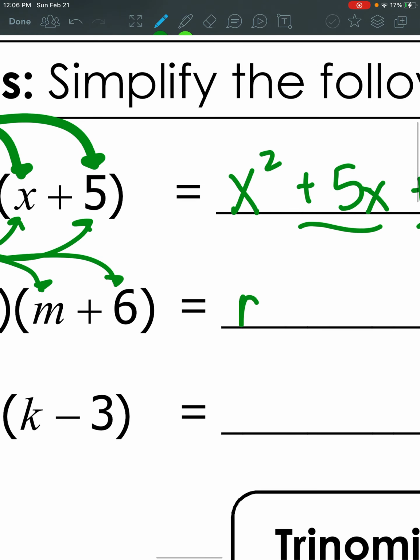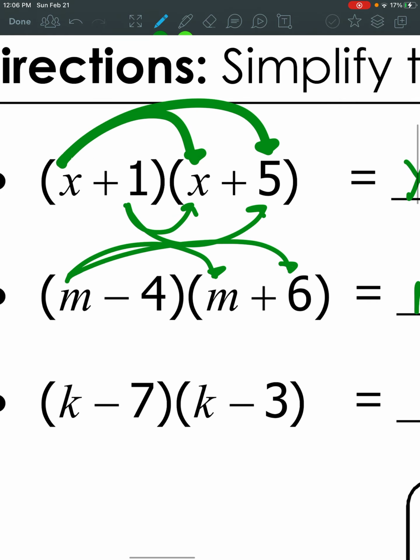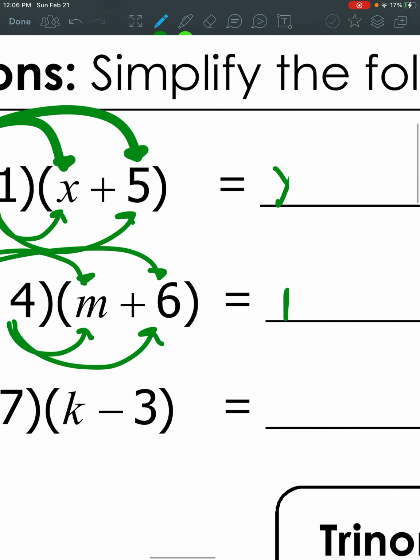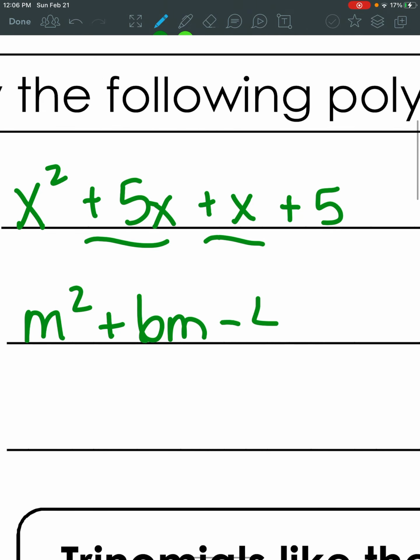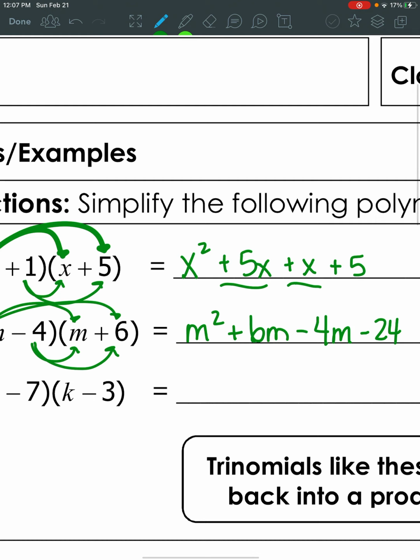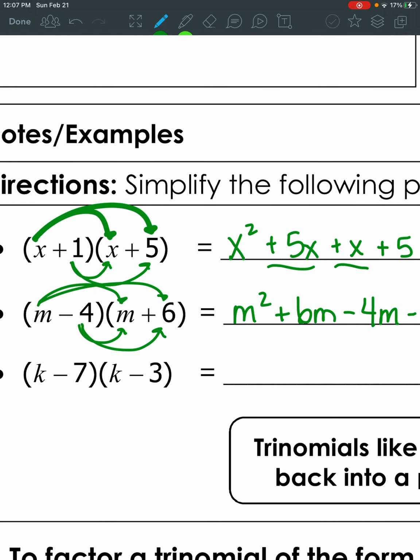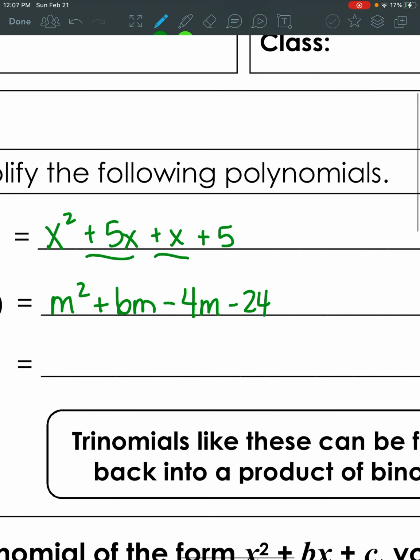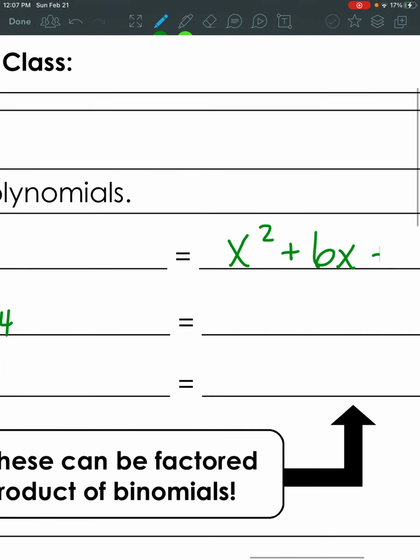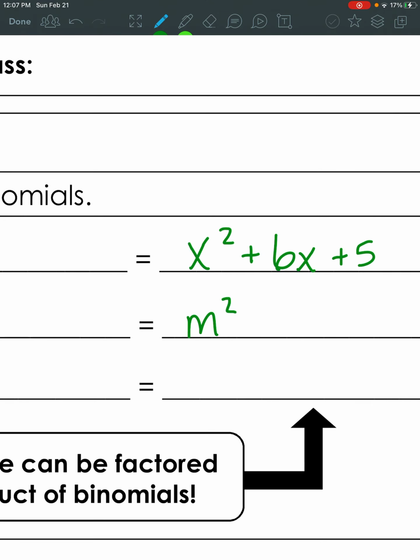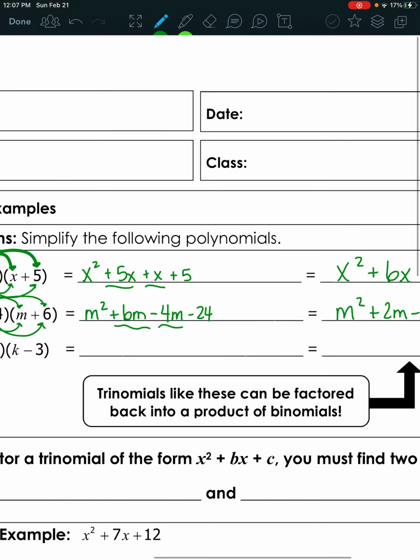Next one, same process, but now we have a 1's a minus, 1's a plus. So we'll have m squared plus 6m, and then the negative in front of the 4, so we'll have minus 4m minus 24. So remember, we're multiplying all of these. And then we can combine again those middle terms, so we get m squared plus 2m minus 24.